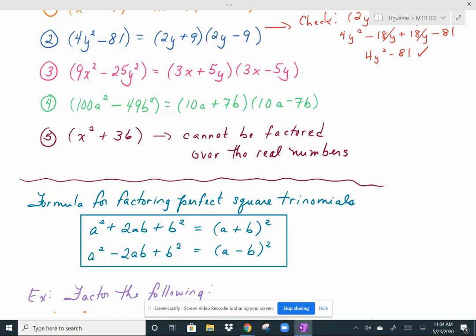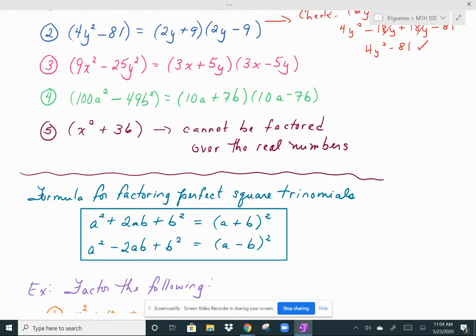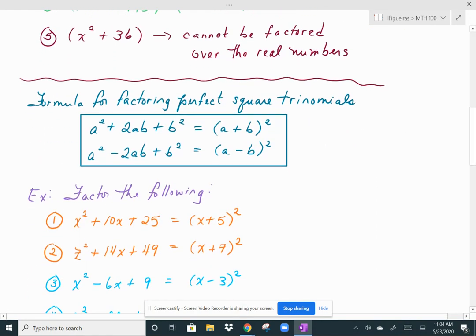All right, so let's move on to perfect square trinomials. Perfect square trinomials are trinomials that are considered to be perfect squares because when you factor them, it's the same factor twice. In other words, a squared plus 2ab plus b squared would be a plus b times a plus b. But because it's the same factor twice, we can write it as a plus b to the second power. And the same thing is true for the second formula. The only difference is that I have a minus in between.